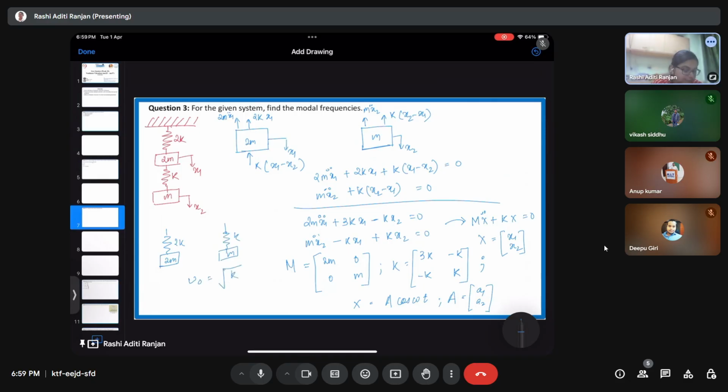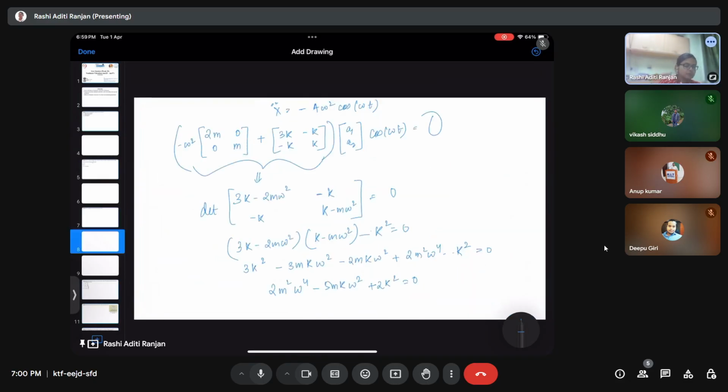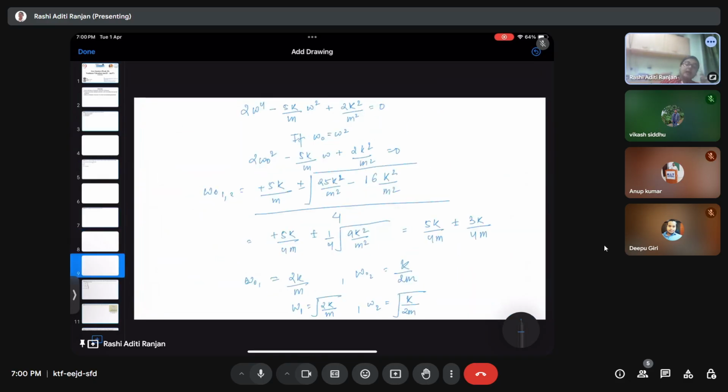Under root k by m. But if you see both the modal frequencies, none of them is equal to under root k by m, right? One is under root 2k by m and the other one is under root k by 2m. None of them is equal to the individual natural frequencies of both the systems, right? So it is important to learn the modal analysis because of this, because now we have what we have done.